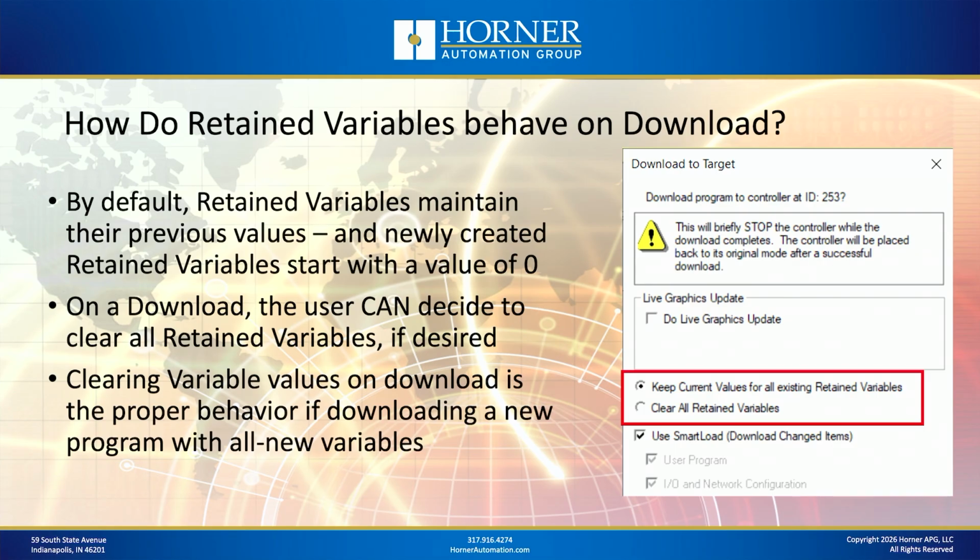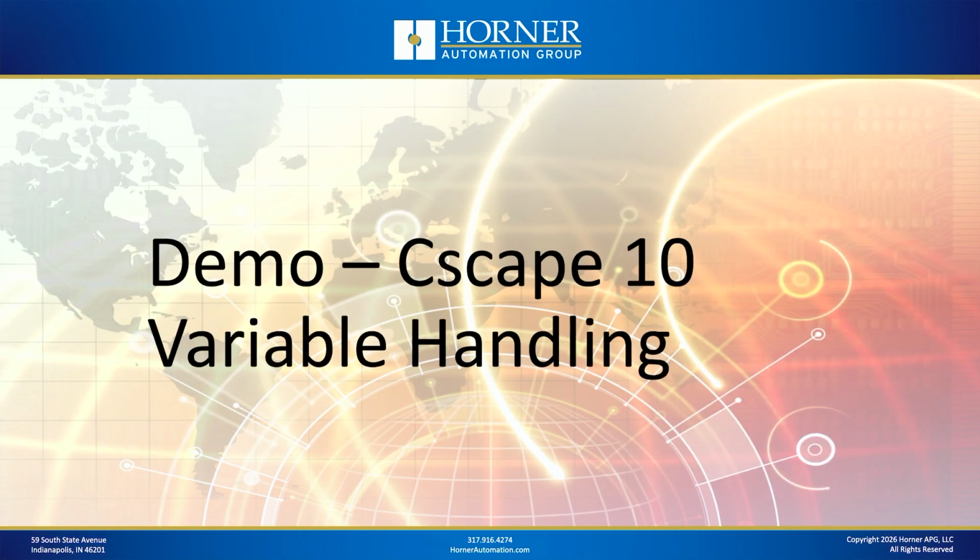One is where I'm downloading a program for the very first time into a controller, and even a controller fresh from the factory has a demo program in it, so I want to start by clearing all my retained variables. The other scenario might be if I'm in the process of doing a bunch of development and I just want to start fresh, and I'll just go ahead and clear all retained variables. But even if I select to clear retained variables on a specific download, the next time I do a download, it will default back to keeping the current values. Now let me go and show you all these things I've talked about in our Cscape 10 demonstration.